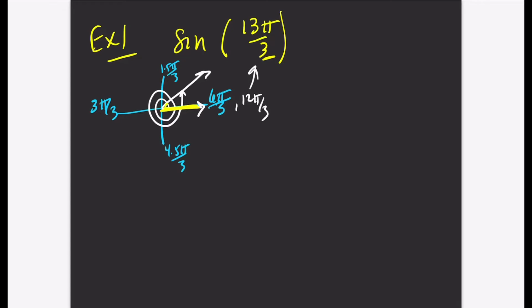Remember, the reference angle is the angle from the terminal side, where the angle ended, to the closest x-axis, which is this one right here. So that right there will be pi over 3. Now let's use our reference angle. We're going to be doing sine of pi over 3 to evaluate this problem.